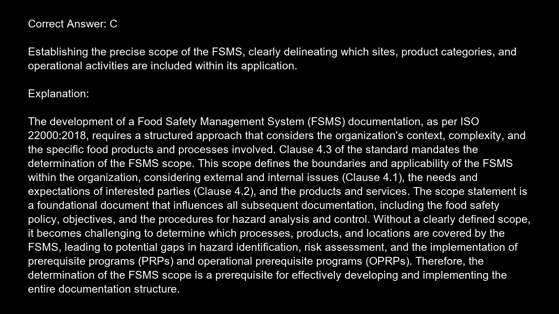The correct answer is C. Establishing the precise scope of the FSMS, clearly delineating which sites, product categories, and operational activities are included within its application. Explanation: the development of a food safety management system, FSMS documentation, as per ISO 22000:2018, requires a structured approach that considers the organization's context, complexity, and the specific food products and processes involved.